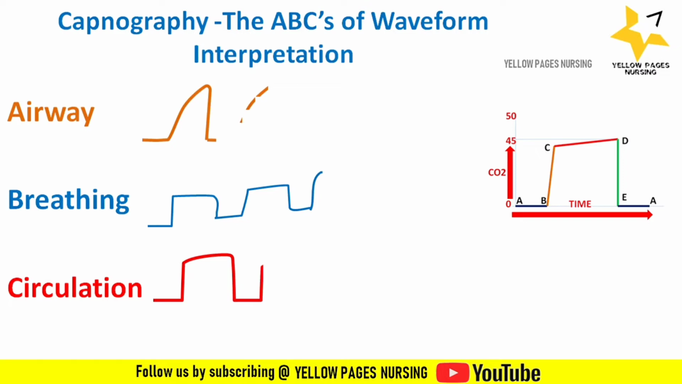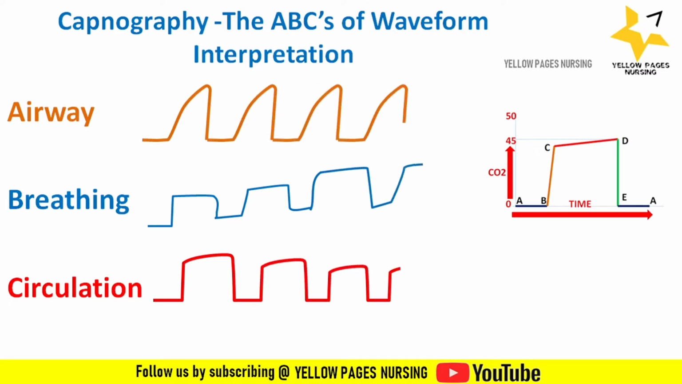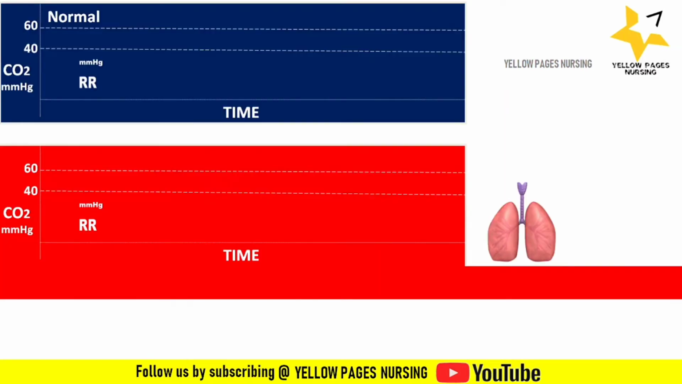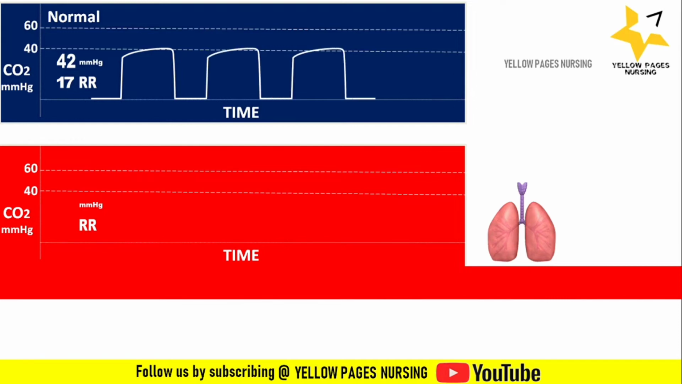Here come certain clinically important abnormal capnography waveforms for your knowledge. This is the normal capnography waveform where all the phases are within the normal limits. And if we look at the EtCO2 value, it is 42 mmHg, which is also within the normal range, that is between 35 to 45 mmHg.